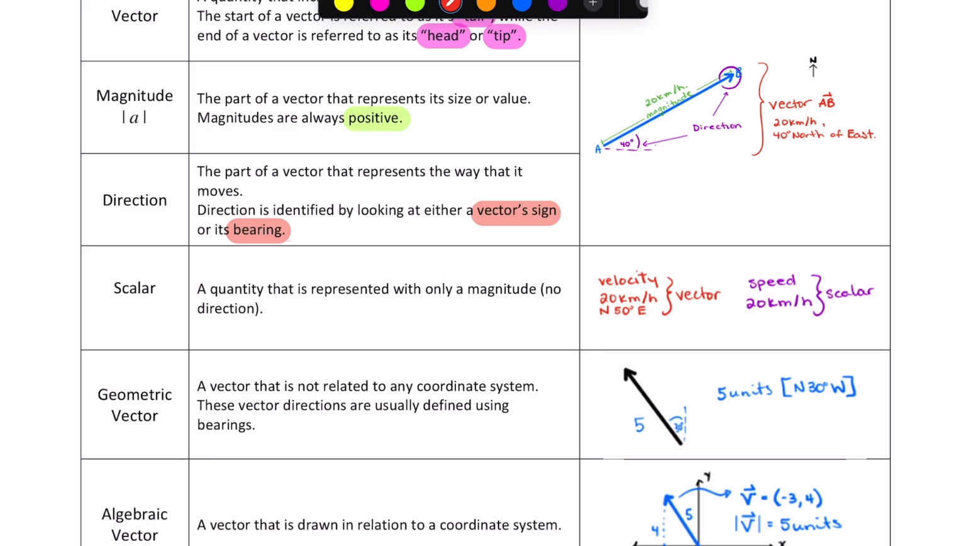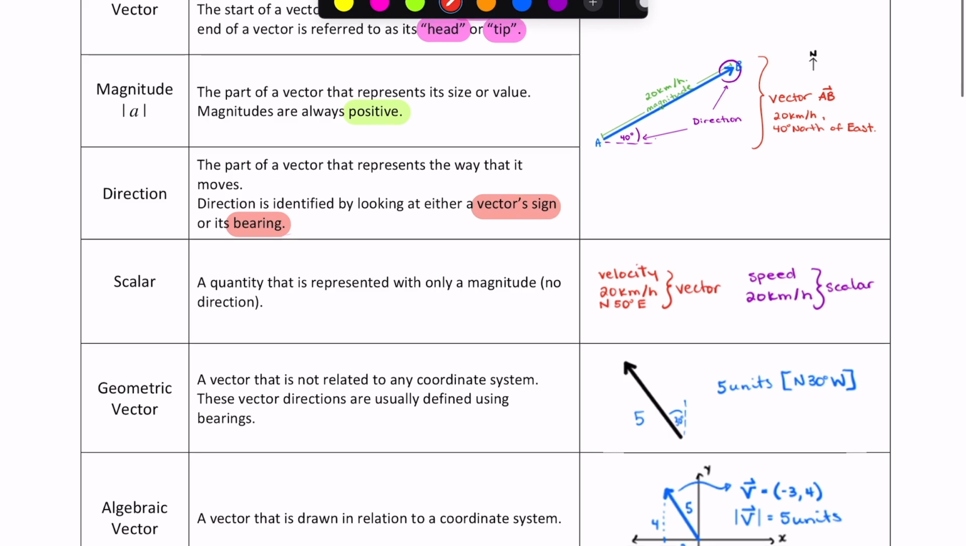The next thing we'll look at here is a scalar. A scalar is a quantity that is represented with only magnitude and there's no direction. So here, in the first example, we saw that the vector AB was 20 kilometers per hour and it was 40 degrees north of east. Here, in this example, we have velocity 20 kilometers per hour, 50 degrees north of east. That would be the entire vector. But if we're just looking at the scalar, we're only looking at the magnitude. So in this situation, the magnitude would only be 20 kilometers per hour, no direction indicated.